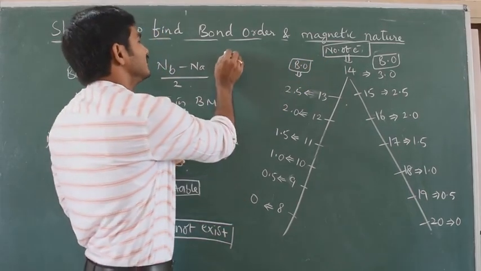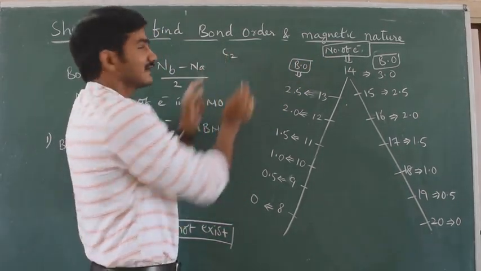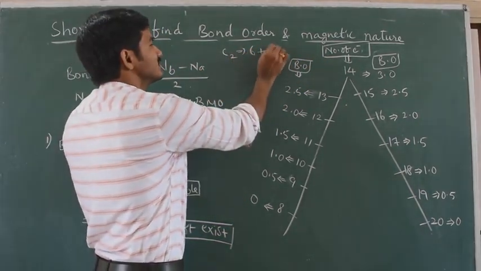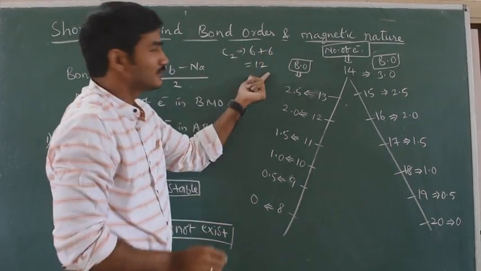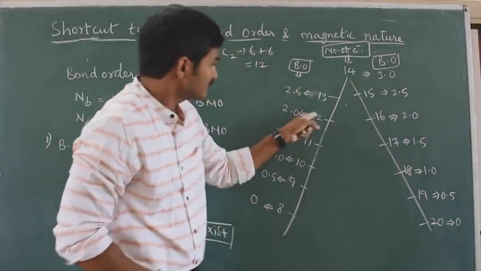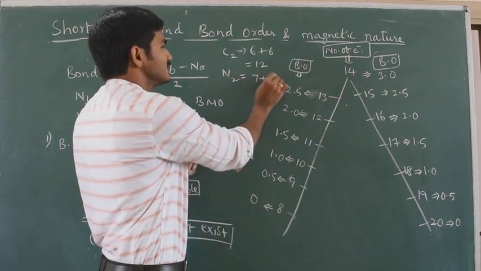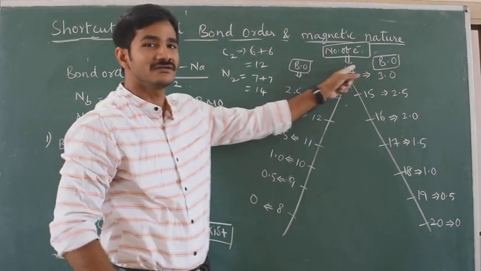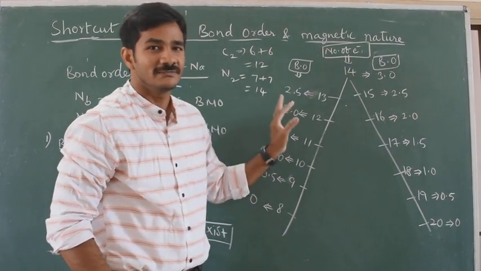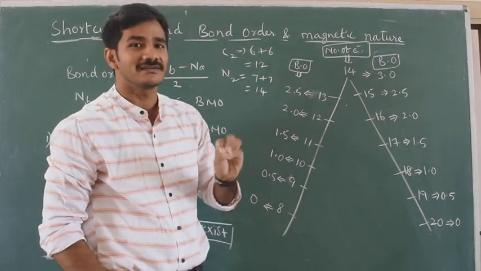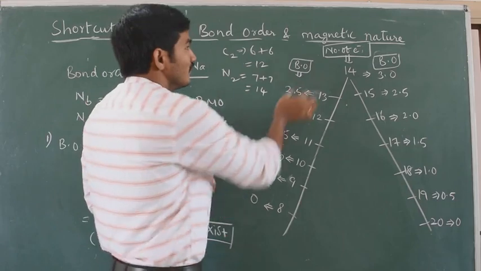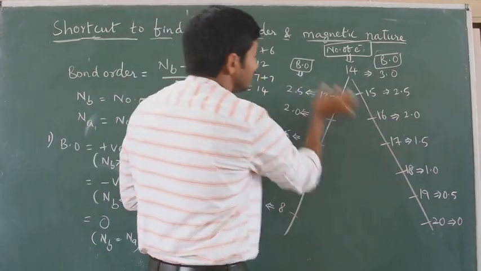For example, if I take C2, how many electrons are there? Carbon 6 plus 6 is equal to 12. That 12 is the number. If I take N2, how many electrons are there? 7 plus 7 is equal to 14. That 14 is the number. So these are the numbers which indicate the number of electrons of a molecule. Now, if you know the number of electrons, then you can find out the bond order.